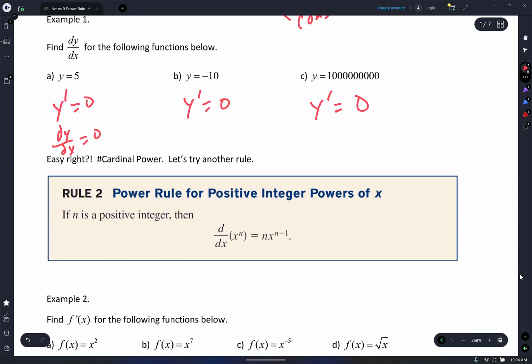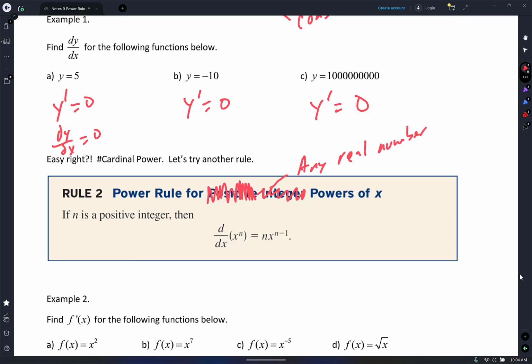All right. Now, here is a rule. Relax. It says power rule for positive integer powers. Actually, you know what? Erase the positive. It's power rule for all. As long as you have, not necessarily an integer, as long as you have a real number. Power rule for powers of x. As long as you have a real number. Any real number. Not just positive integers.